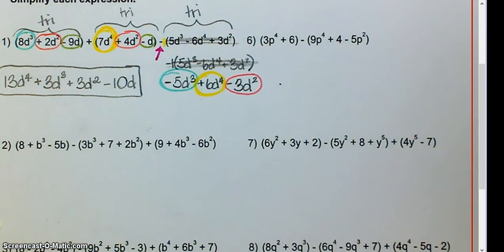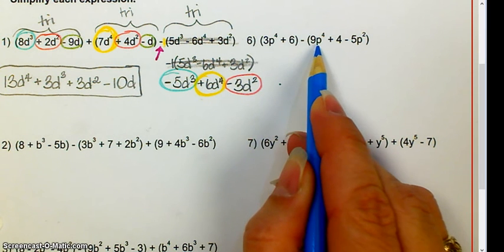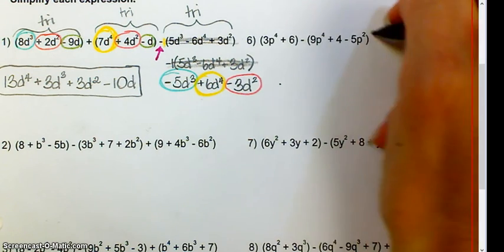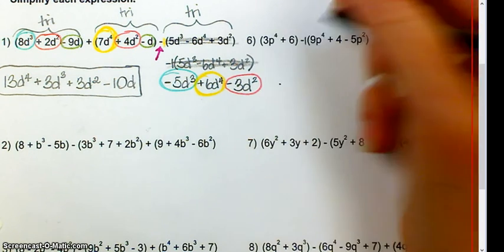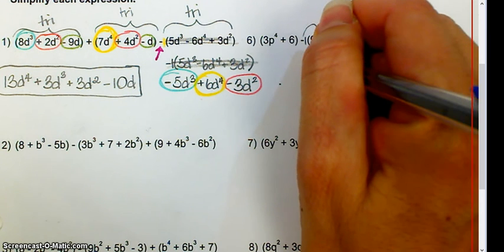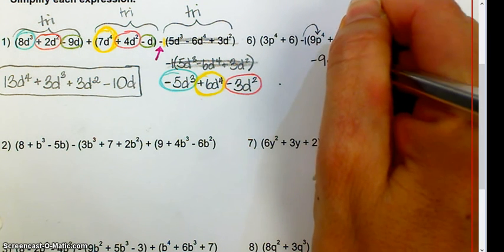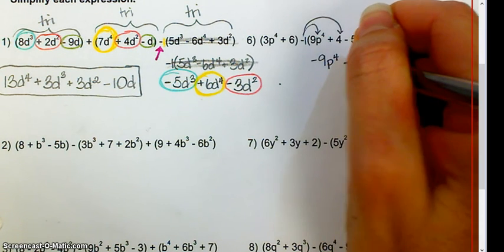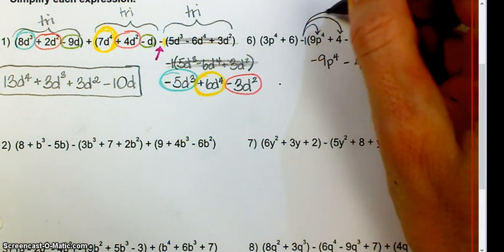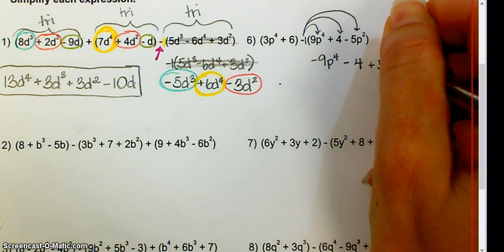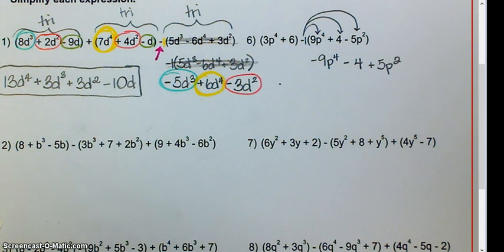Okay, we're going to go over to 6. Try to use some different colors. All right, what's the first thing I really need to do here? This second polynomial, you really need to distribute that -1. So what is -1 times 9p to the 4th? Negative 9p to the 4th. What is -1 times a positive 4? That's -4. What is -1 times a -5p squared? Positive 5p squared. Okay?